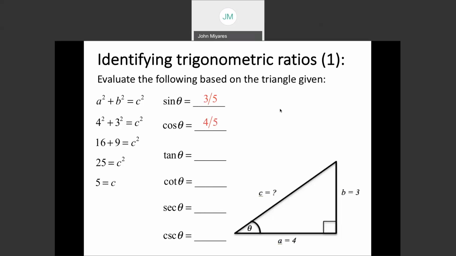The tangent of angle theta will be the ratio of the opposite side to the adjacent side, which will be B over A, or 3/4. The cotangent, we said, was going to be the reciprocal of the tangent, or the adjacent over the opposite, so that will give us 4/3. The secant of angle theta will be the reciprocal of the cosine of angle theta, hypotenuse over adjacent, so that will become 5/4. And the cosecant of theta is going to be the reciprocal of the sine of theta, which becomes 5/3.